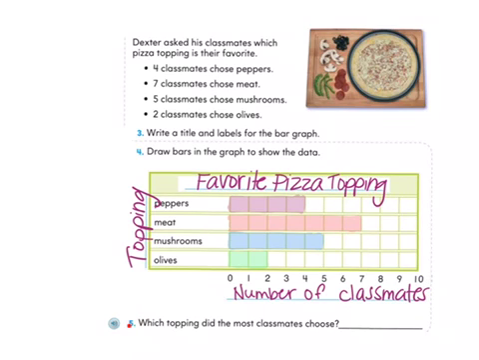So my only question for this one is, which topping did the most classmates choose? Now, I don't even need to look at the numbers up here. I can just look at the bar graph very quickly. Which bar is the longest is going to tell me which one has the highest number of classmates. And I can see here, this is my longest one. And that means meat is the topping that most of the kids chose.